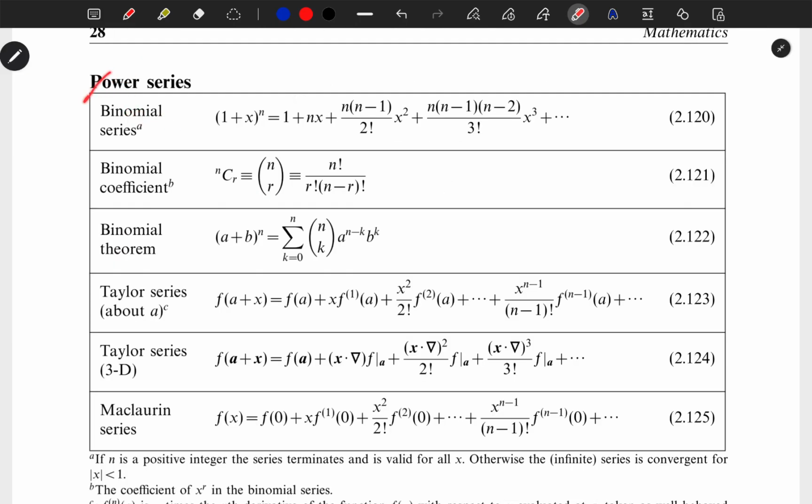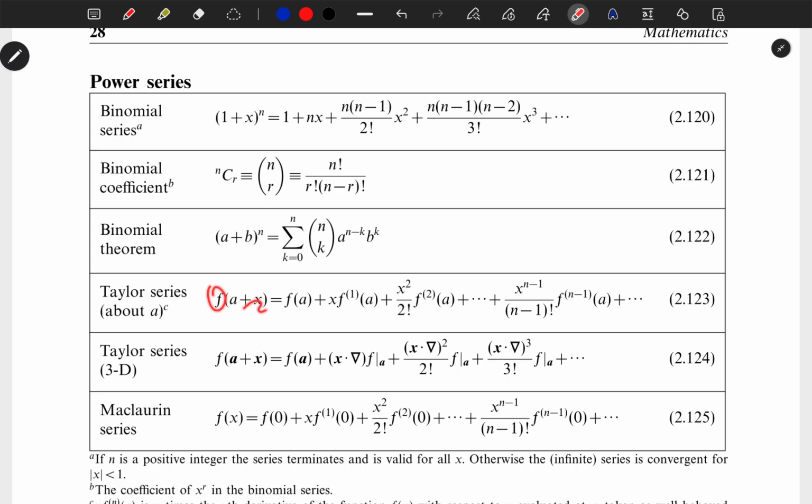Now power series, binomial expansion, (1 plus x) to the power n. So this will be 1 plus nC1 times x to the power 1, 1 to the power n minus 1, plus nC2 x to the power 2, 1 to the power n minus 2, like that. So this is the binomial expansion. nCr equals n factorial by r factorial times (n minus r) factorial. Binomial theorem: (a plus b) to the power n is the sum of nCk, a to the power n minus k, b to the power k, where k is 0 to n.